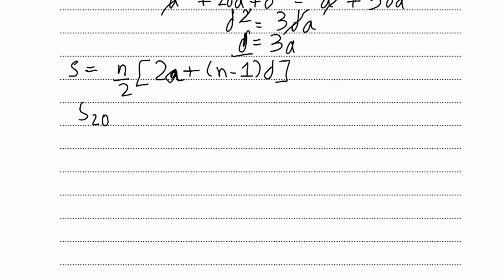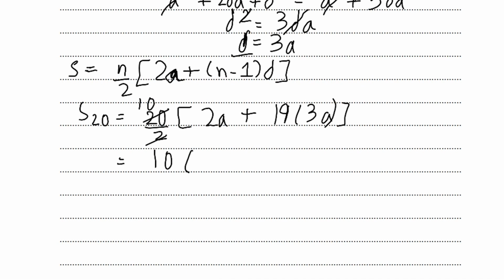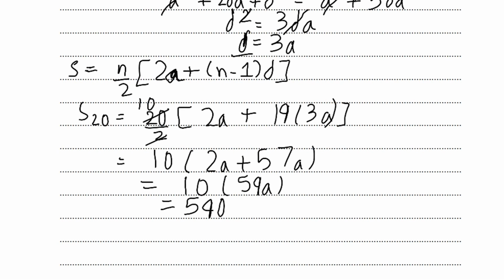So we can write S20 is equal to n upon 2. Now since we are talking about the first 20 terms, n will be 20. 20 upon 2 multiplied by 2a, since our first term is a, plus n minus 1, which is 20 minus 1 is 19, and d is 3a. Now this will simply be 10 multiplied by, 19 multiplied by 3 is 57, so we have 57a plus 2a. 57 plus 2 is equal to 59. So we have 10 multiplied by 59a, and 59 multiplied by 10 is 590a. So the answer is 590a.